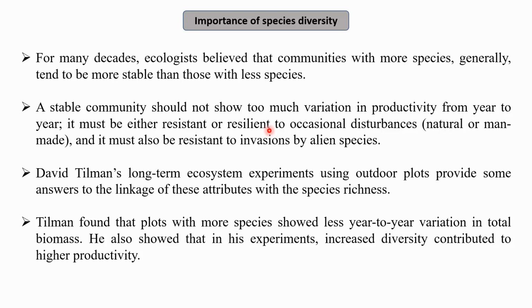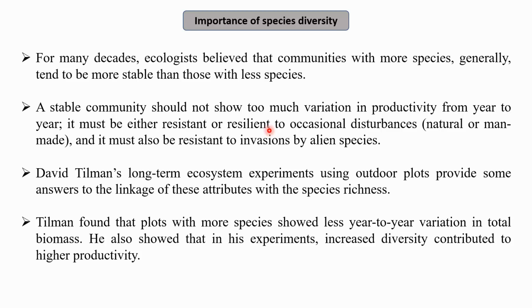David Tilman, an ecologist, in his long-term ecosystem experiments using outdoor plots, provided some answers to the linkage of these attributes, like productivity and the ability to resist occasional disturbances, with species richness. Tilman found that the plots with more species showed less year-to-year variation in total biomass. He also showed in his experiment that increased diversity contributed to higher productivity.